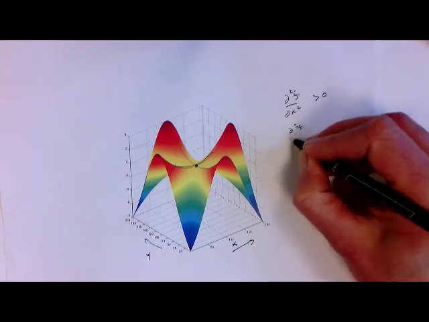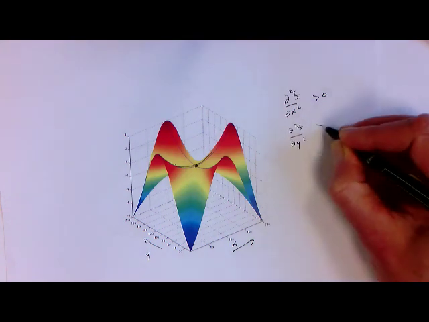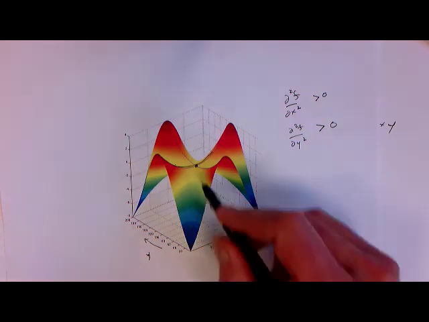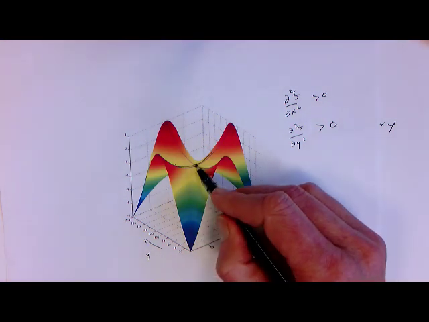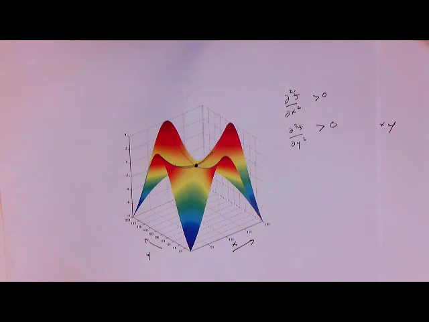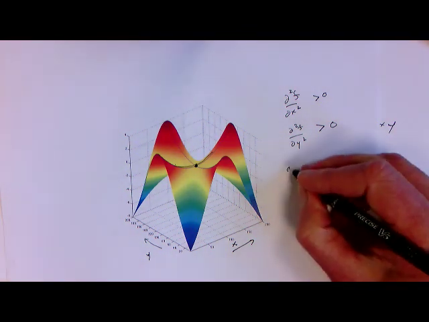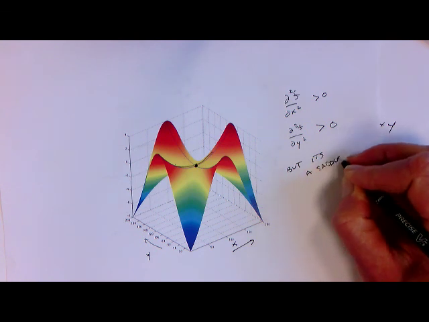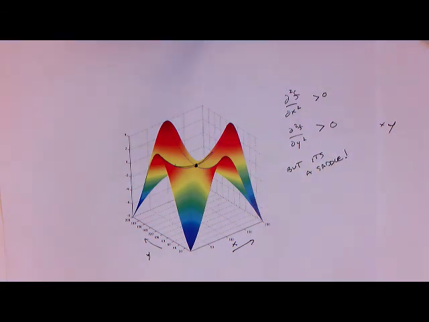And I think that's also greater than 0 in the y direction, right? But if I look at this point, it sure doesn't appear to be a max or a min. Right? It's a saddle point. So we've got a bit of a problem, I think. Life is more complicated, as you suggested.